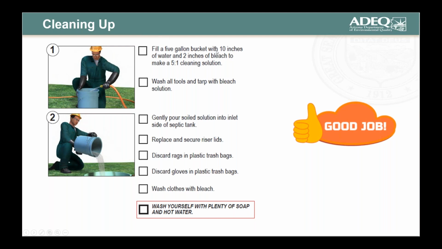So you're going to fill a 5-gallon bucket with 10 inches of water and 2 inches of bleach to make a 5-to-1 cleaning solution. Then you're going to wash all tools and tarp with bleach solution. Then you're going to gently pour the soil solution into the inlet side of the septic tank. I might mention that any residual bleach that's still active will quickly be oxidized by the solids in the septic tank. So it really shouldn't affect adversely your treatment process in the septic tank.